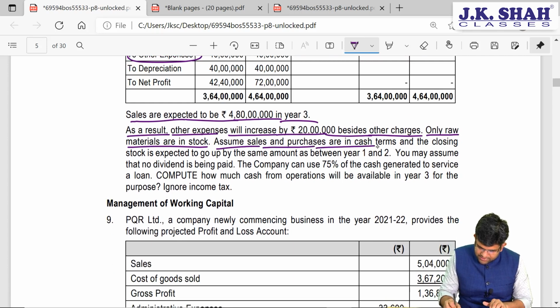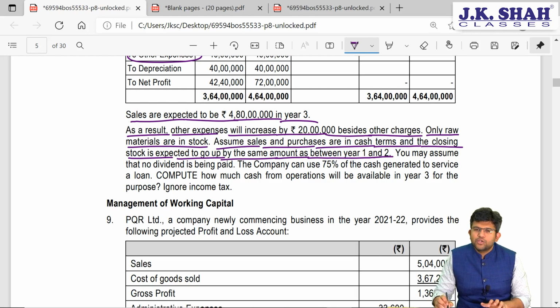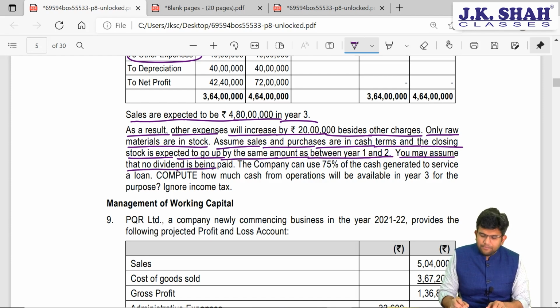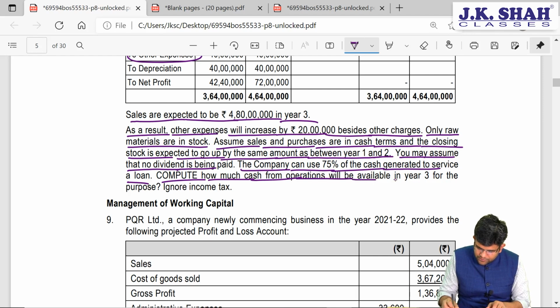Assume sales and purchases are in cash terms, and the closing stock is expected to go up by the same amount as between years 1 and 2. So basically what they are trying to say is that if you are assuming sales and purchases to be on cash terms, there are no receivables, no payables, no debtors, no creditors. And as far as stock is concerned, it is expected to go up by the same amount as between years 1 and 2. You may assume that no dividend is being paid. The company can use 75% of the cash generated to service a loan. Compute how much cash from operations will be available in year 3 for the purpose, ignore income tax.